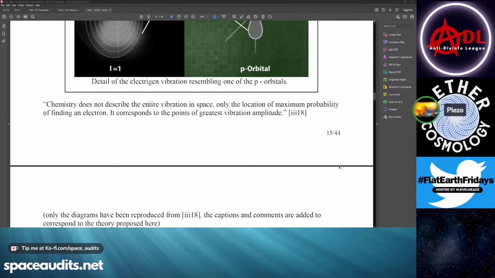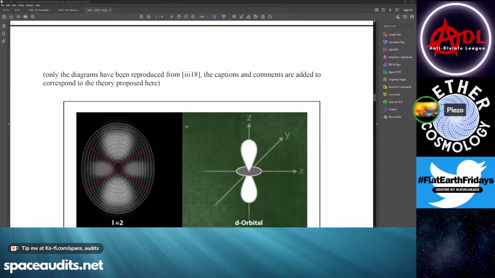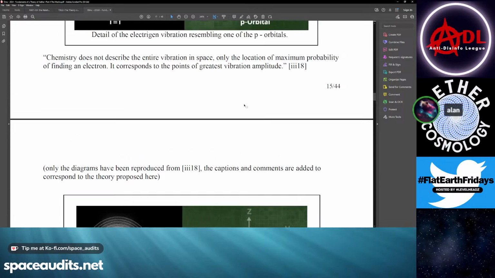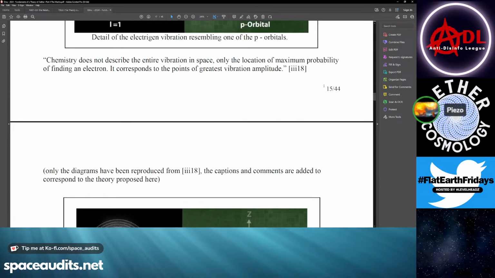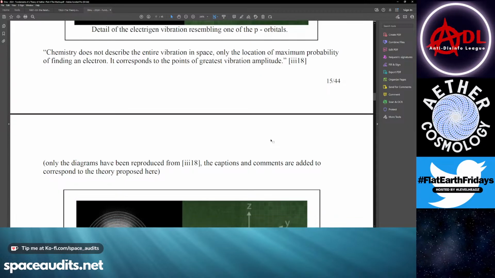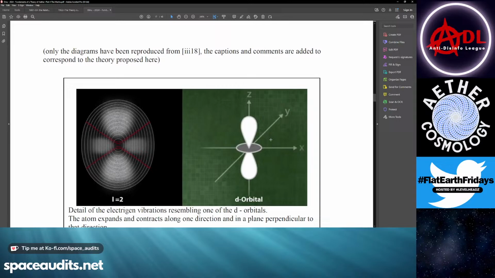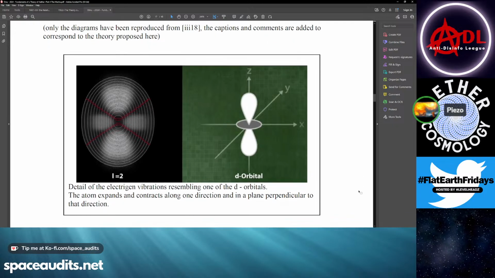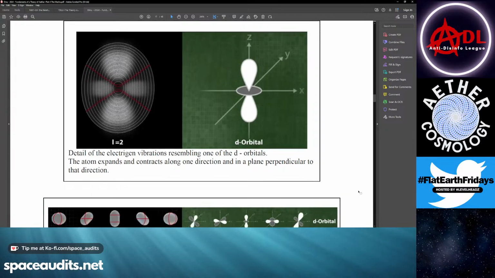I don't know. Anyway, chemistry does not describe the entire vibration in space, only the location of maximum probability of finding an electron. It corresponds to the points of greatest vibration amplitude. Okay, here's the next chart. Detail of the electrogen vibrations resembling one of the d orbitals. The atom expands and contracts along one direction and in a plane perpendicular to that direction.